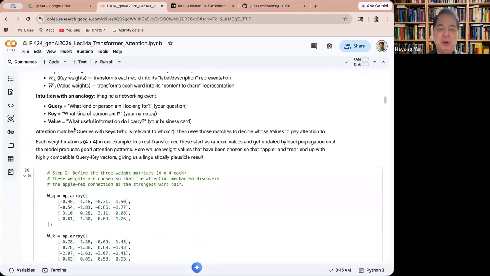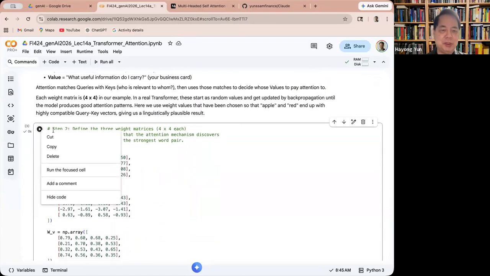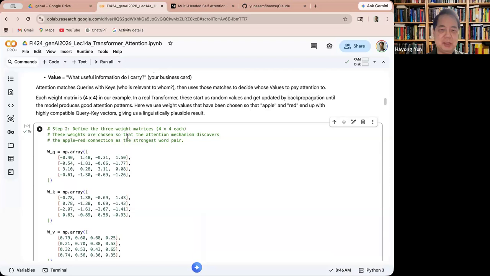And then the value is what useful information do I carry? Something like that, right? So we are trying to basically play with these three entities. Each weight matrix in this example is a real transformer. In a real transformer, these start as random guesses and then will be updated with many, many sentences, like the whole web of the world.